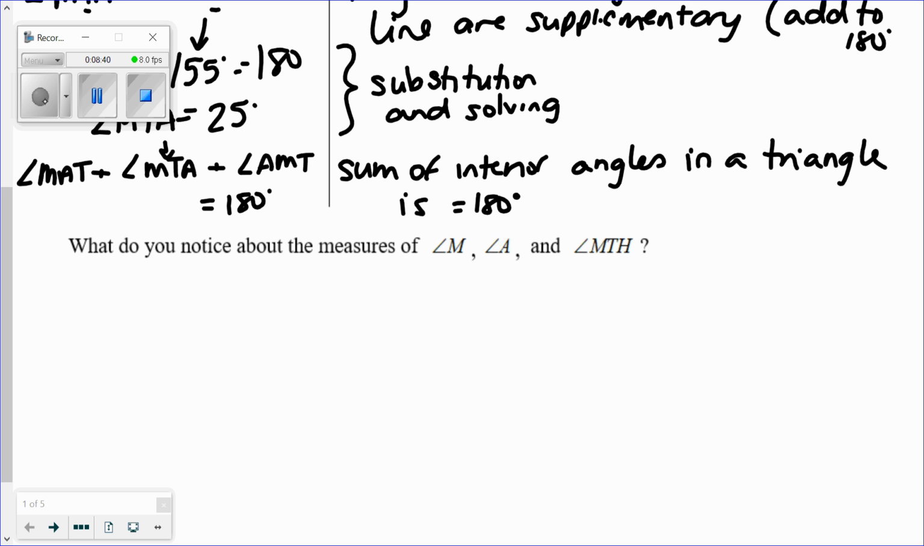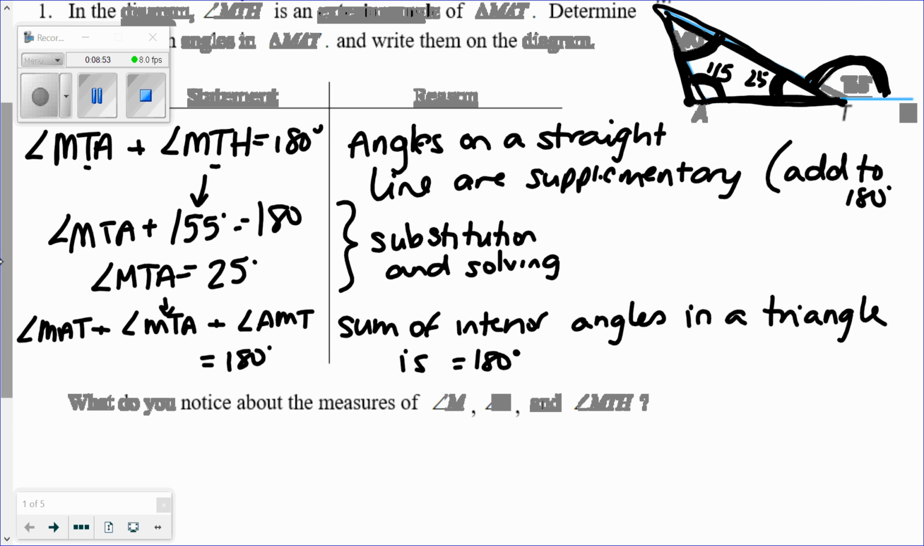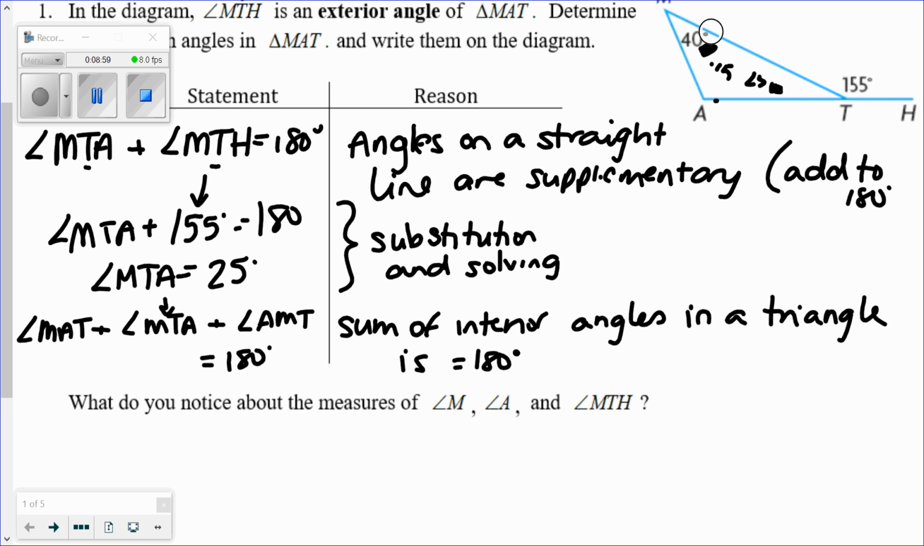So it says, what do you notice about the measures of angle M, angle A, and angle MTH? We're flipping between multiple different notations, so just to clarify, because now we're not doing the three-letter notation. Up here, the angle M is this angle, angle A would be this angle, and MTH is this angle right here.